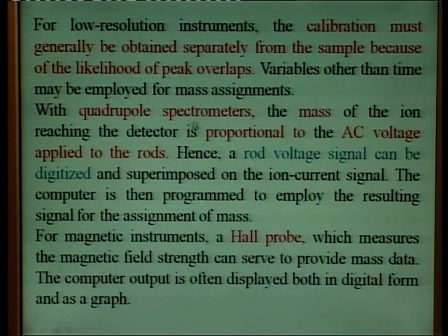With the quadrupole spectrometers, the mass of the ion reaching the detector is proportional to the AC voltage applied to the rods. Hence, a rod signal can be digitized and superimposed on the ion current signal. The computer is then programmed to employ the resulting signal for assigning mass. But for the magnetic instruments, a Hall probe is used, which measures the magnetic field strength and can serve to provide the mass data. The computer output is then displayed both digitally as well as graphically.